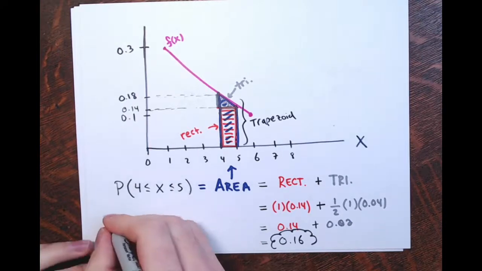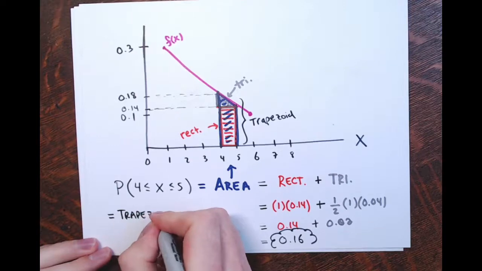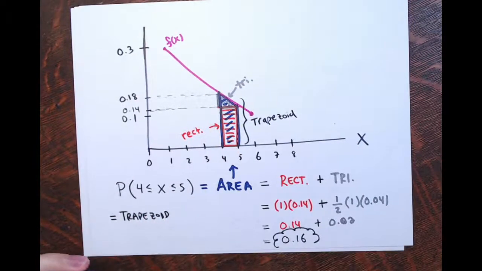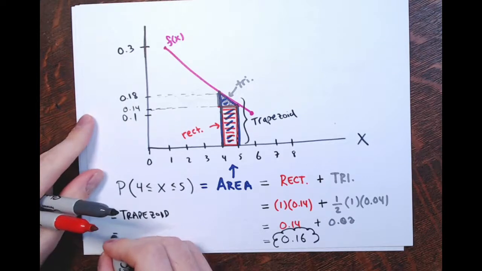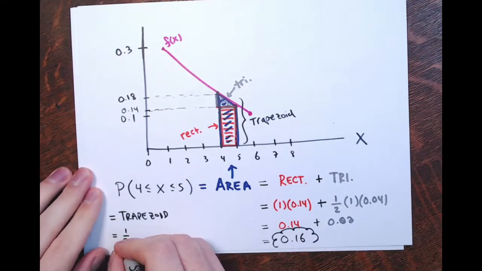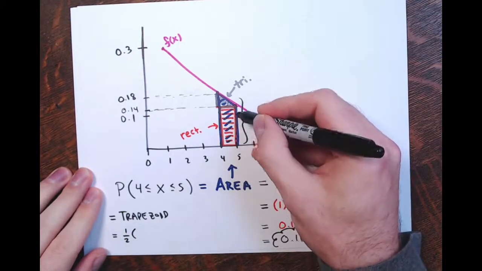So you could have also said that this is just the area of a trapezoid, because you've got two parallel sides, right? A four-sided figure where there's one pair of parallel sides is a trapezoid. And the area of a trapezoid is half the sum of the parallel side lengths, right? So these parallel sides have a length.